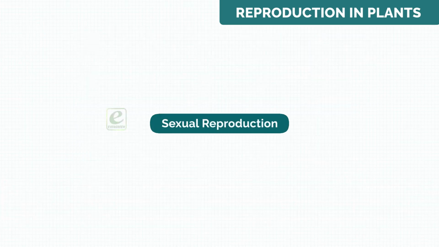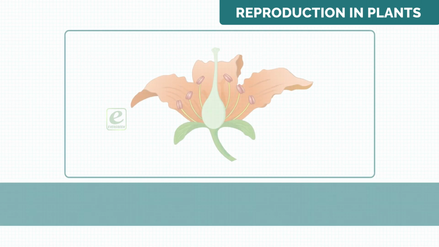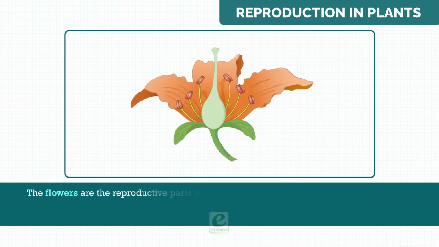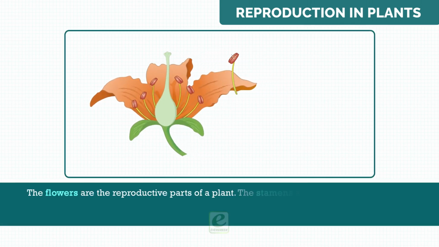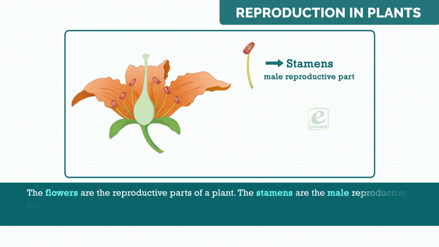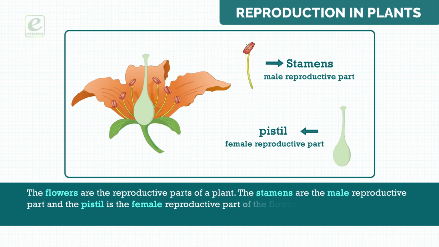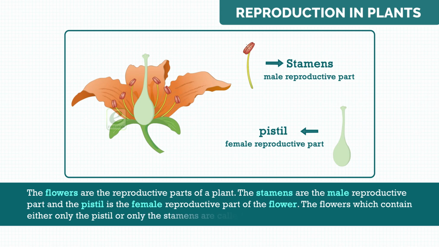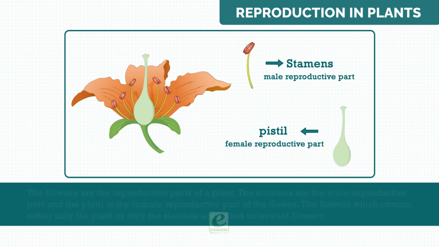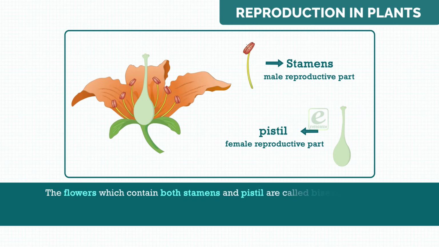Sexual reproduction. The flowers are the reproductive parts of a plant. The stamens are the male reproductive part and the pistil is the female reproductive part of the flower. The flowers which contain either only the pistil or only the stamens are called unisexual flowers. The flowers which contain both stamens and pistil are called bisexual flowers.